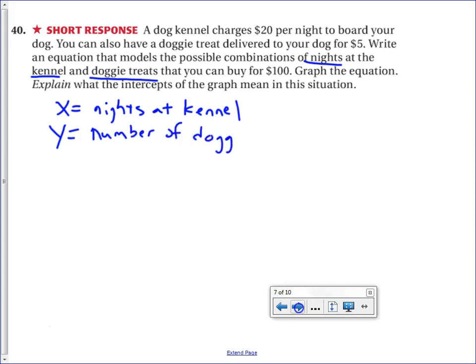I don't own a dog, so I don't need to worry about this, but maybe you do. Maybe you like dogs. I don't know.